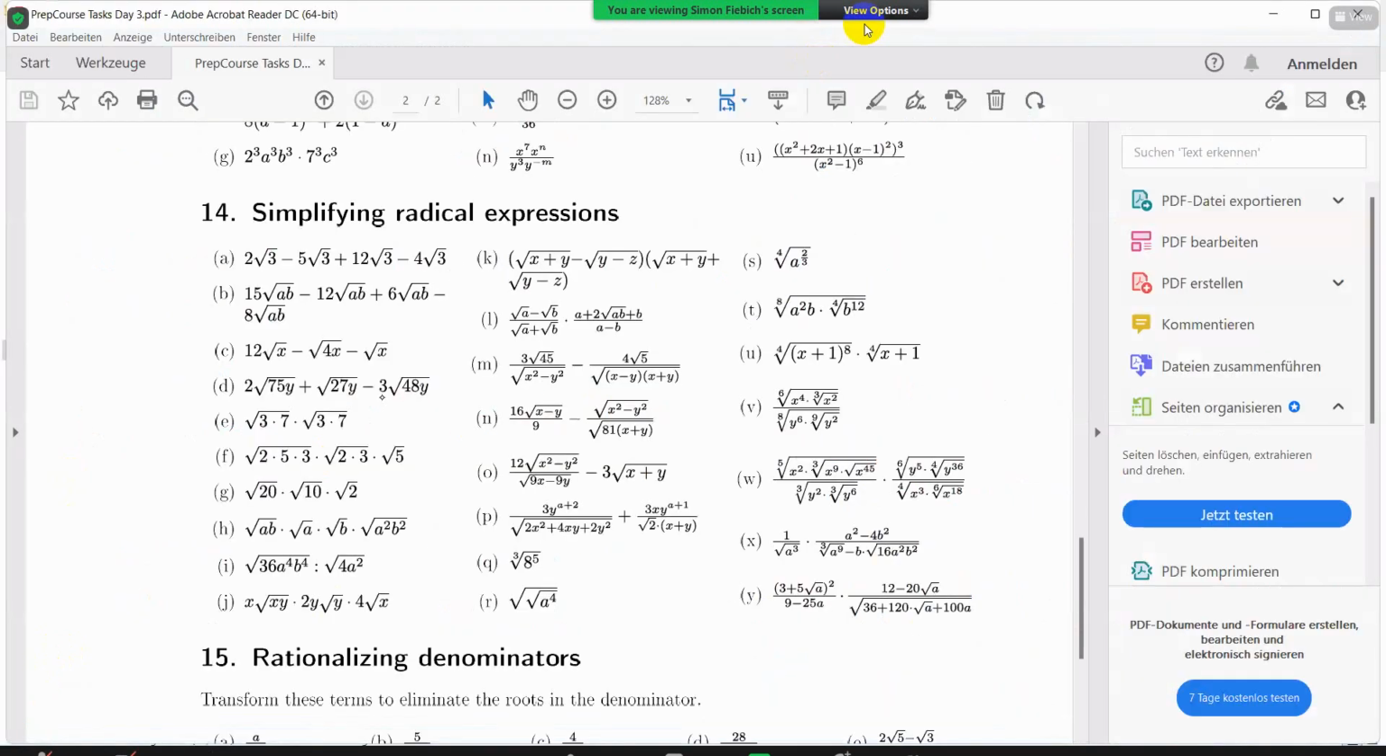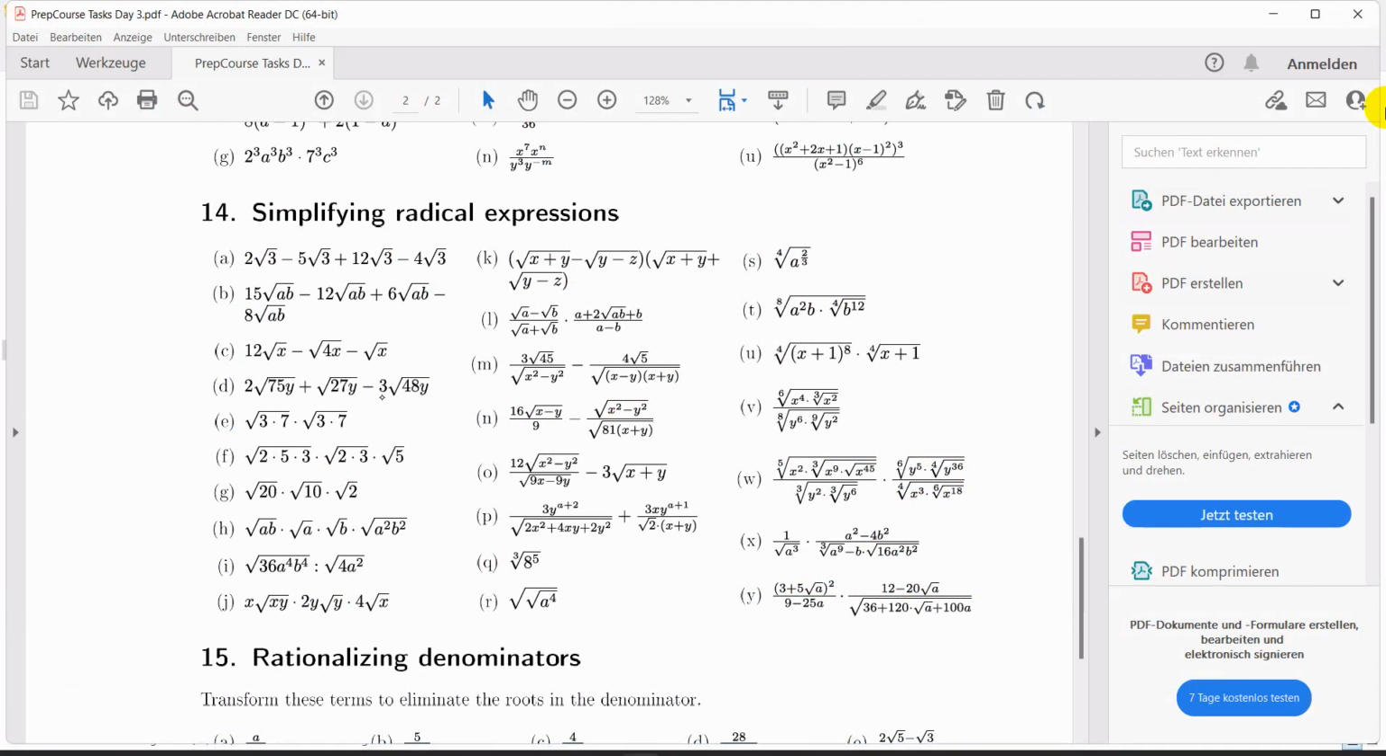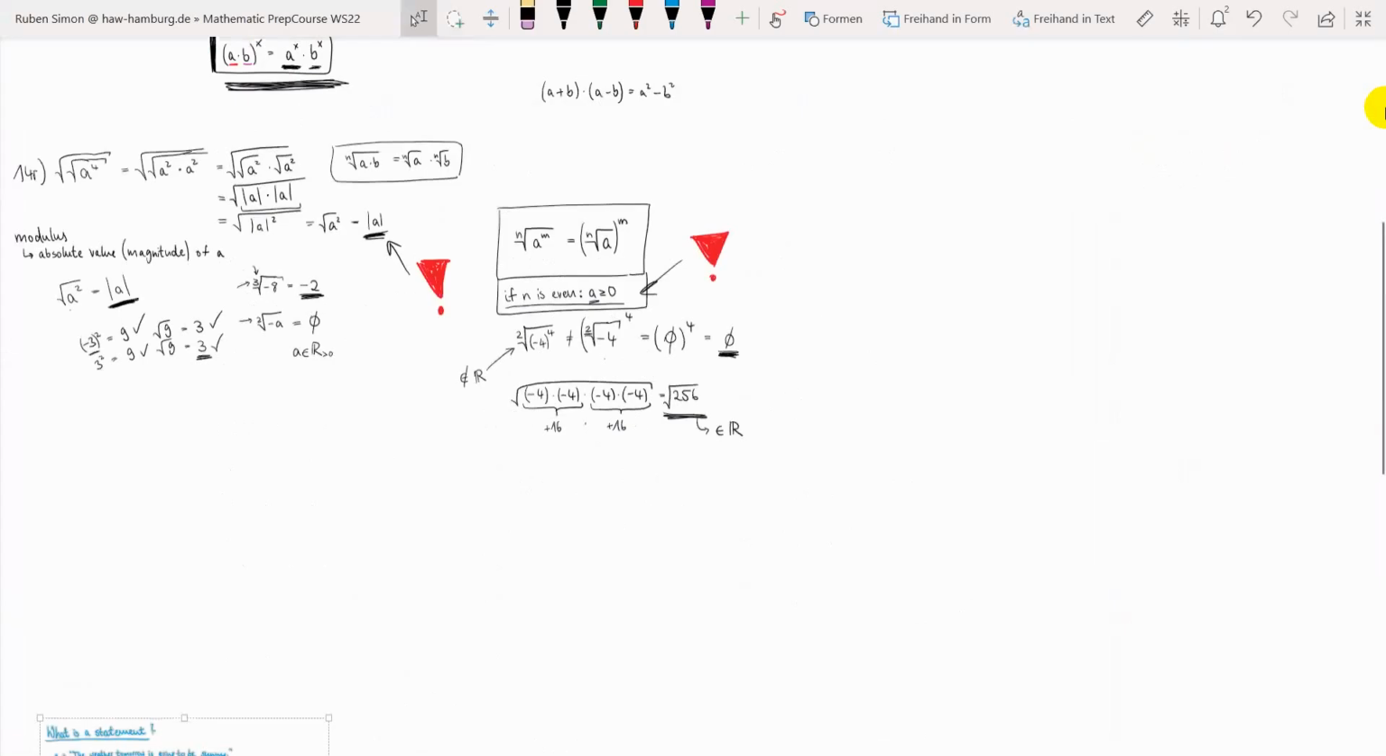All right, so you wanted me to calculate task 14x. Let's do it. Just a second. I have to check if I've got a sample solution for this. Okay. Task number 14x.